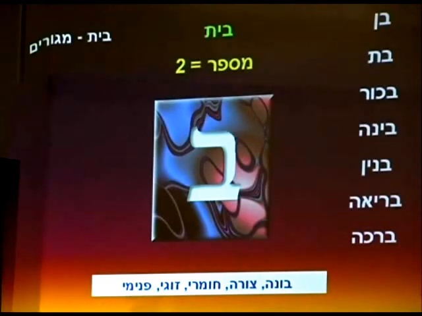Bechor, being the firstborn. Bina, understanding, binyan, a structure, bria, creation, bracha, a blessing. All of these having the letter B or bet, meaning something is being built, something is taking shape, or something that has to do with duality as well. They're of course slightly different. Why are they different? Because there's more than one letter. Once you add the second letter and then the third letter, the whole thing changes drastically.